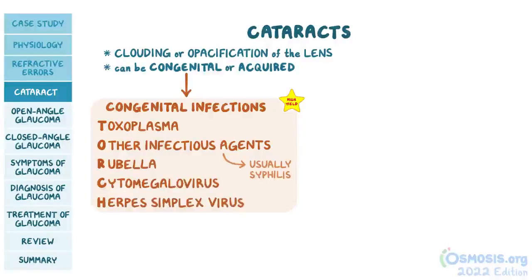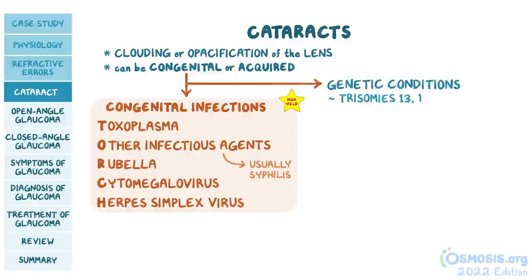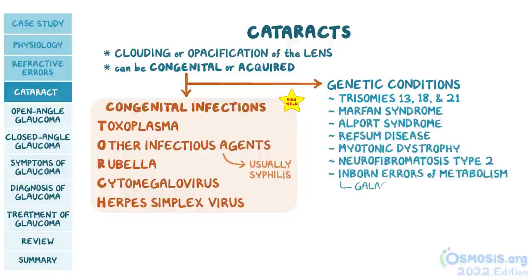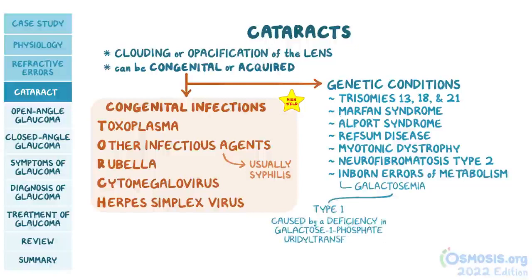Other risk factors for congenital cataract include genetic conditions such as trisomies 13, 18, and 21, Marfan syndrome, Alport syndrome, Refsum disease, myotonic dystrophy, neurofibromatosis type 2, and inborn errors of metabolism like galactosemia. For your exam, remember that galactosemia can be type 1, caused by a deficiency in galactose-1-phosphate uridyltransferase, or type 2, which is caused by a deficiency of galactokinase.